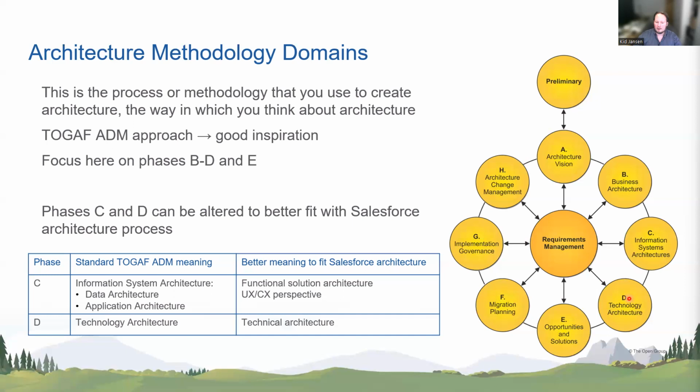But we can adapt that a little bit to better fit Salesforce. So you can also consider C, so the information system architecture, to be sort of a functional solution architecture to Salesforce. So really from a UX CX perspective. So you only define the process as the user would experience in Salesforce without looking too much at how that will be implemented in the backend. So how you would actually define the code and look at limits and capabilities of, for instance, Lightning Web Components or of flows or of Apex. It's really from a functional perspective.